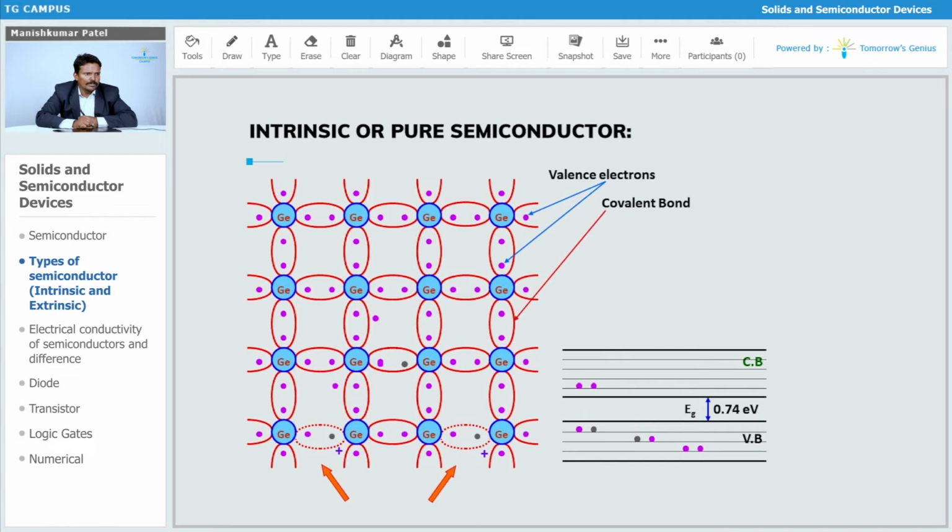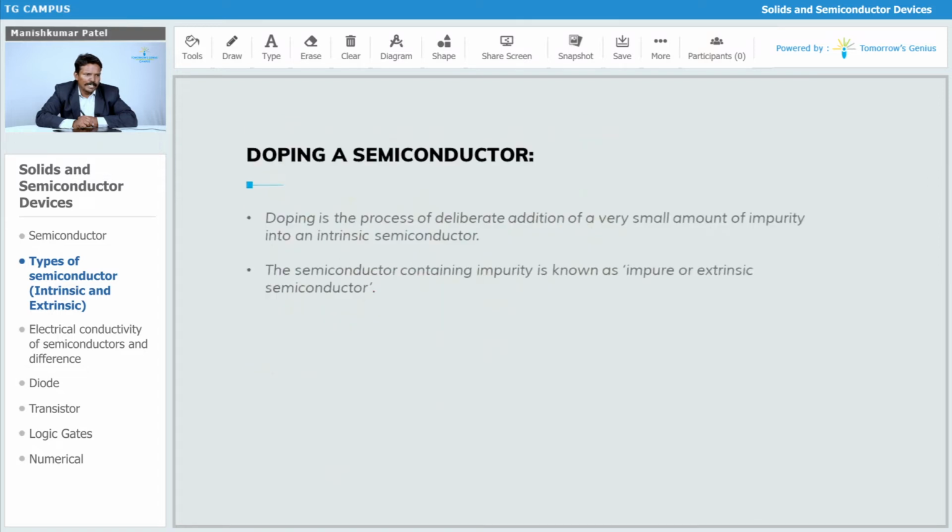You can see this is your valence electron, and this is the covalent bond, this is a broken covalent bond. So this becomes a free electron, and those black ones are nothing but holes.